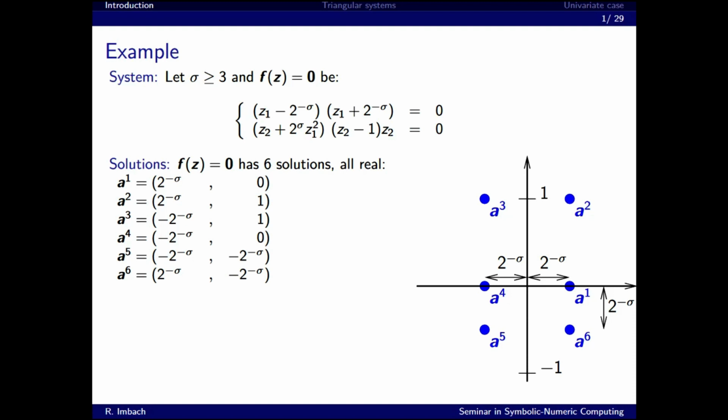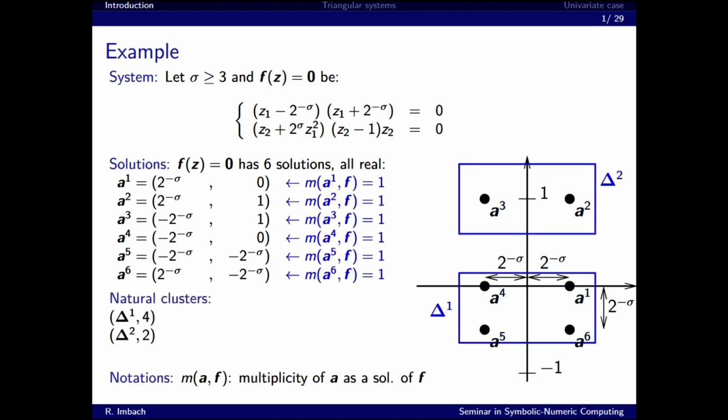Well, when sigma grows, these roots form two sets of very close solutions, that are clusters of solutions, and we want to compute polydiscs that are vectors of complex disks containing the set of solutions. So here, for instance, we would like to find this polydisc delta 1, this polydisc delta 2, and report the number of solutions in those disks.